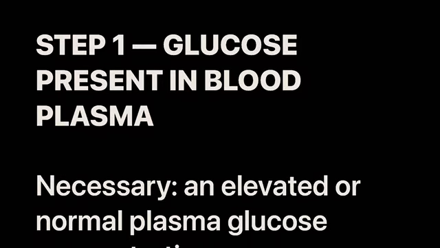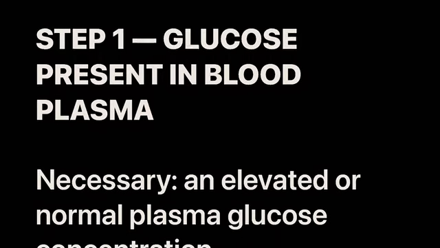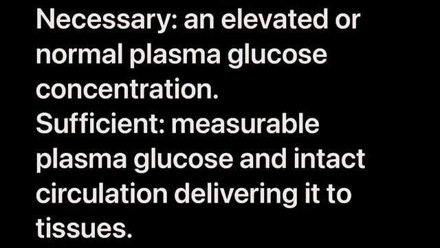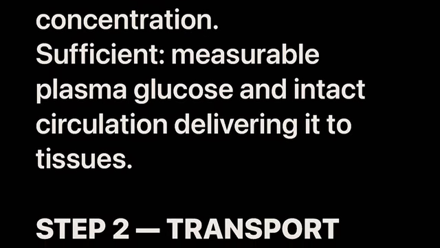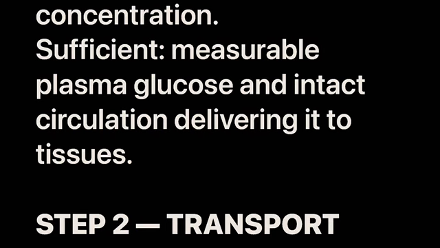Step 1. Glucose present in blood plasma. Necessary, an elevated or normal plasma glucose concentration. Sufficient, measurable plasma glucose and intact circulation delivering it to tissues.